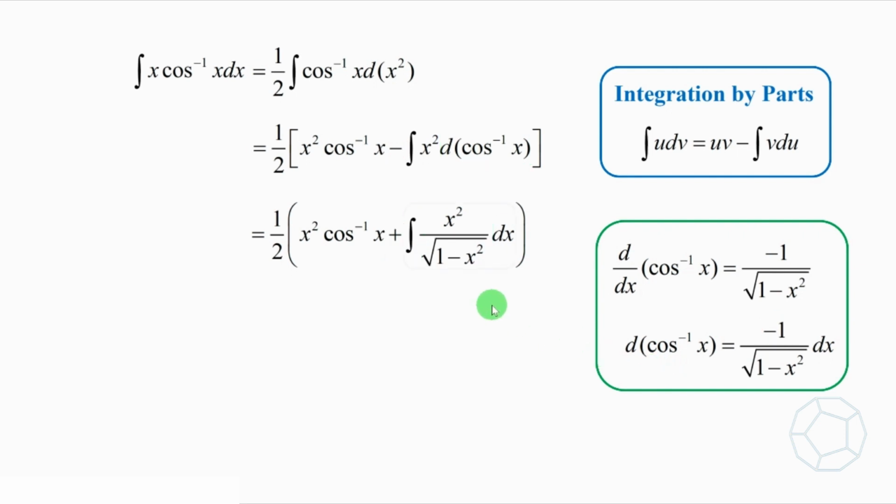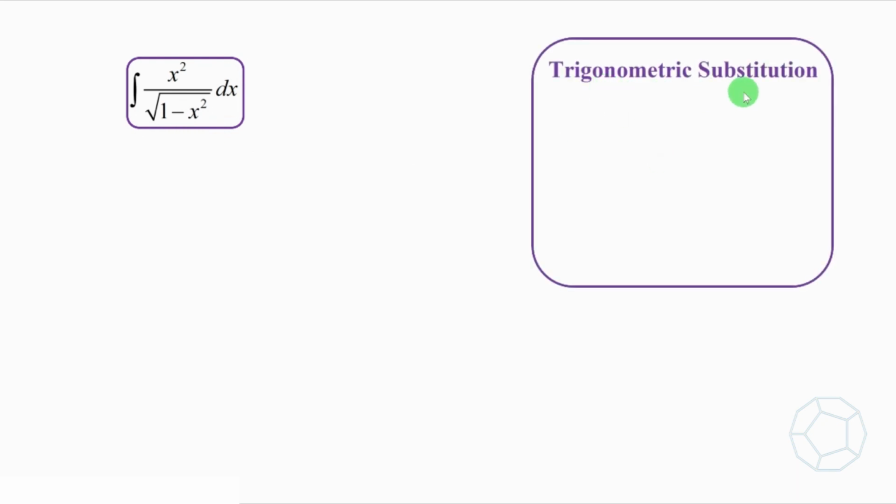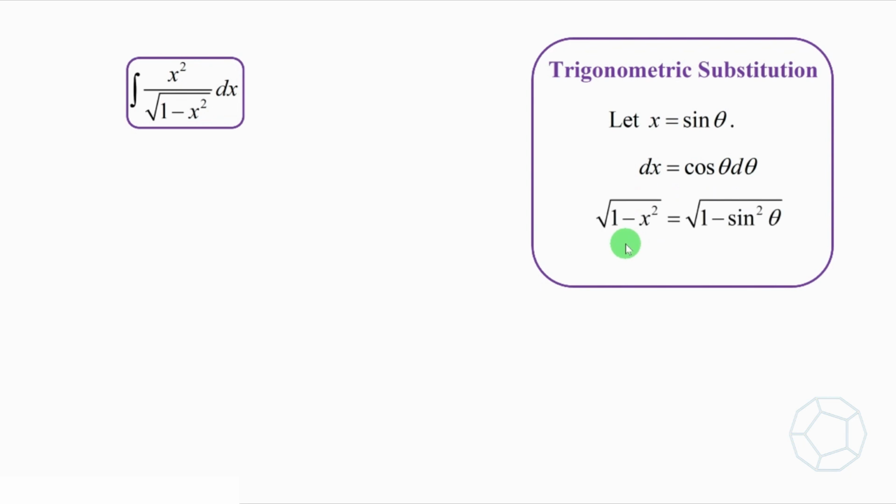Now let's focus on this integral in the purple box. Because the denominator is the square root of 1 minus x squared, we apply the classic trigonometric substitution. Let x be equal to sine theta. Differentiating, we get dx is equal to cosine theta d theta. We can simplify the denominator. The square root of 1 minus x squared is equal to the square root of 1 minus sine squared theta, which is equal to cosine theta.